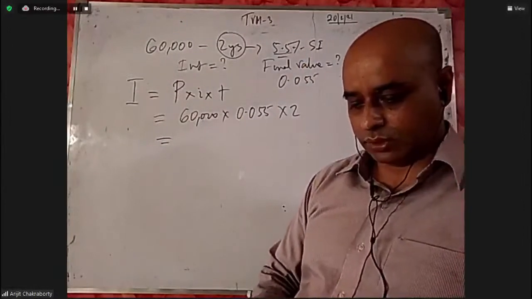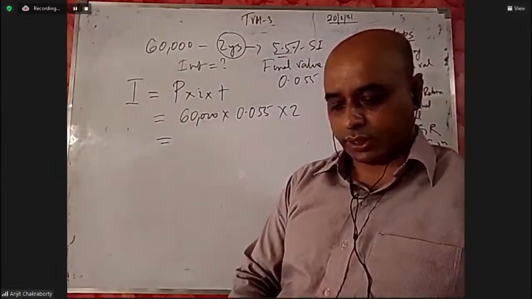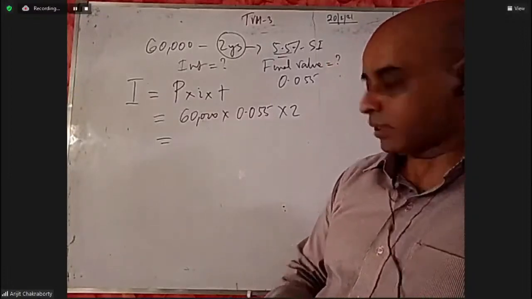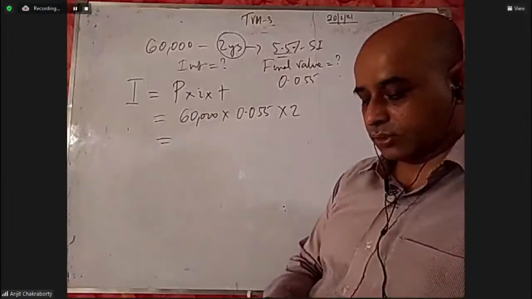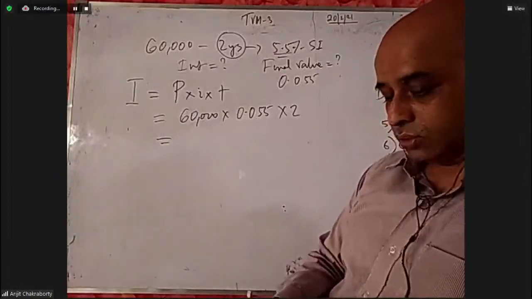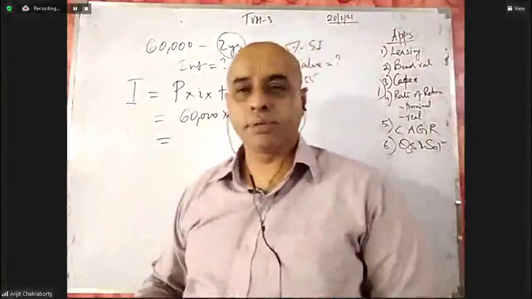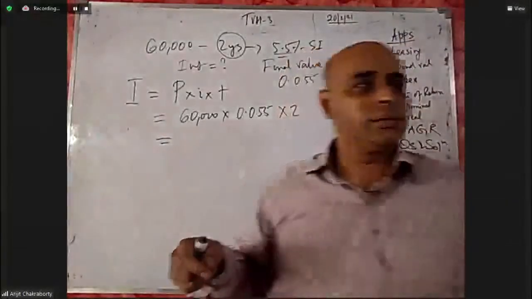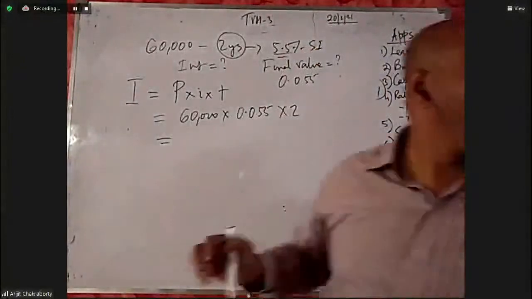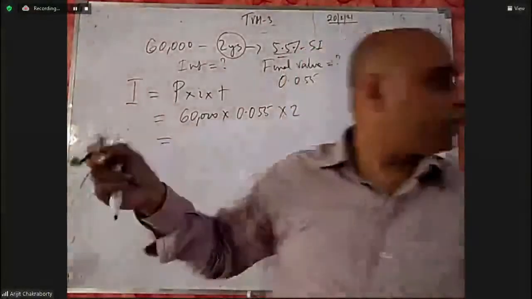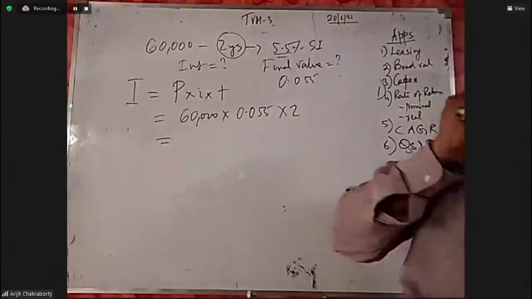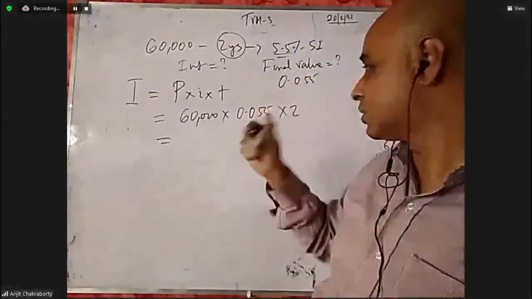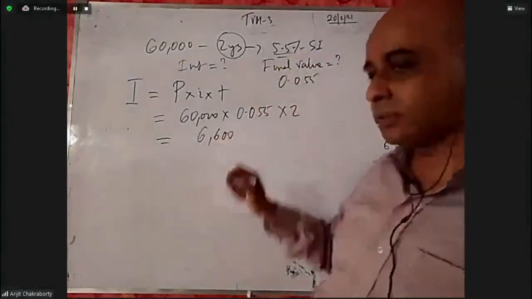Let me come to the calculator and check and see. This is 60,000 multiplied by 0.055 into 2. I'm getting 6,600. Please check. So we get 6,600 here, and this is the interest amount.